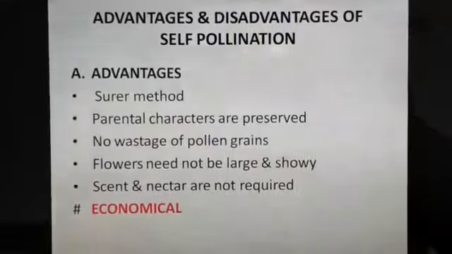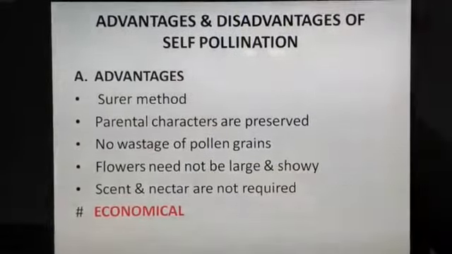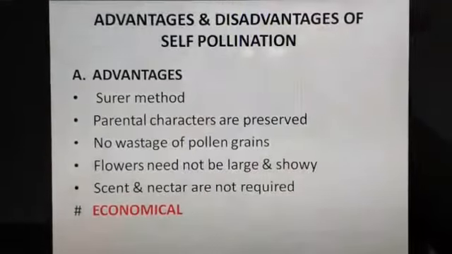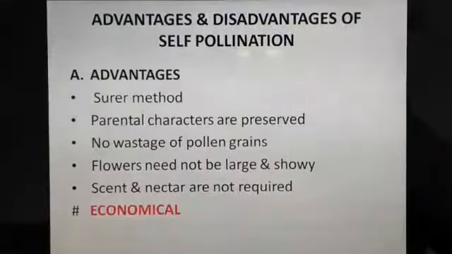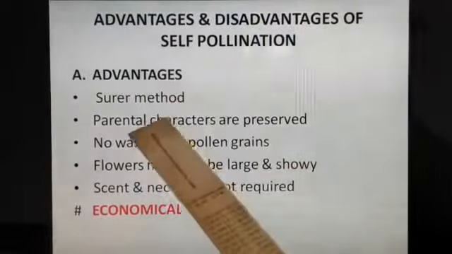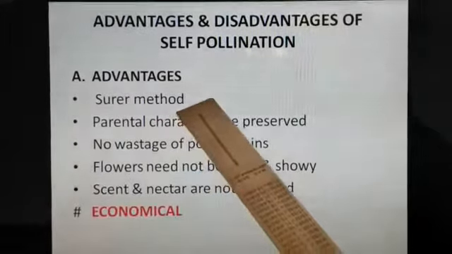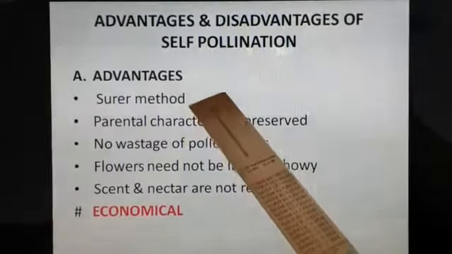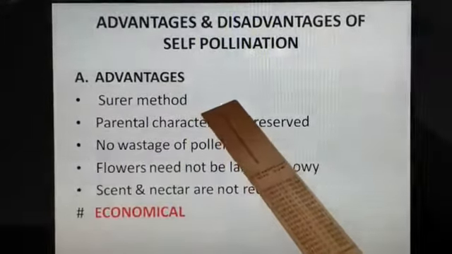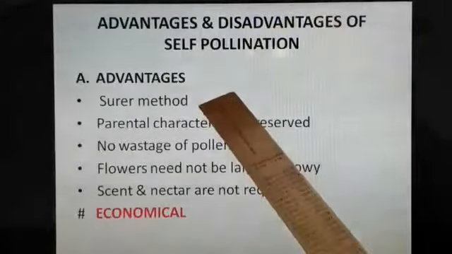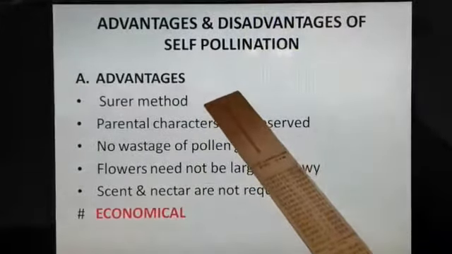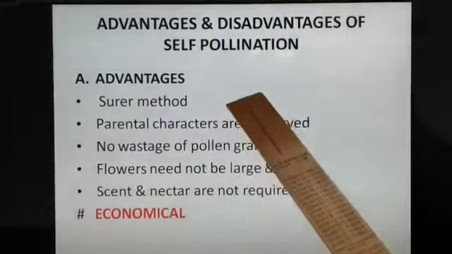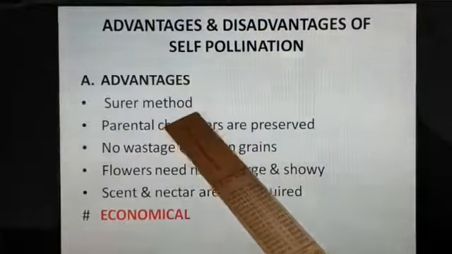This process has got some advantages and disadvantages with it. Let's start with advantages. Self-pollination is a surer method. Very true. It is sure because it takes place within the same plant. The pollen grains don't need to move from one place to another. So therefore, it's a sure method.